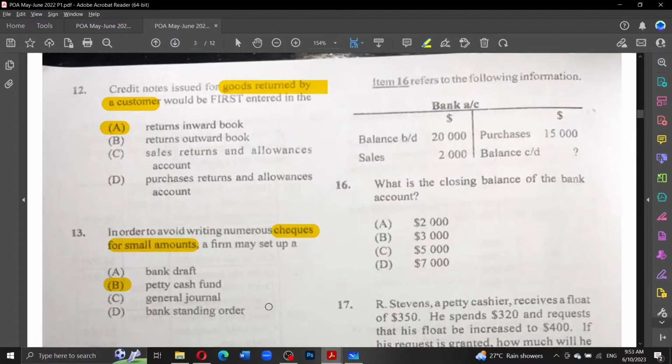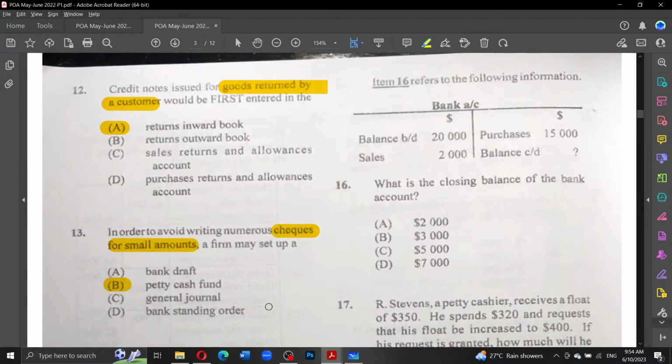Alright, so we're at item 16. Item 16 refers to the following information. We have a bank account. On the debit side, we have 22,000. On the credit side, we have 15,000, and they're asking us to find the closing balance. So what is the closing balance of the bank?